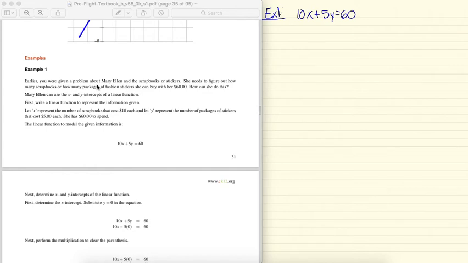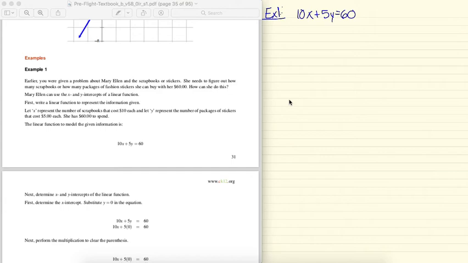The setup of example 1 is a story problem about Mary Ellen and scrapbooks or stickers. We need to figure out how many scrapbooks or how many packages of stickers she can buy with her $60 total. So this 60 is representing the total amount of money she has. It's $10 for each scrapbook, and it's $5 for each package of stickers. And so we want to know how many scrapbooks, or what does x need to be, when added with some number of sticker packages that give us a total of $60. Really what this problem is doing is wanting us to find x and y intercepts, but it's set up more as a story problem.